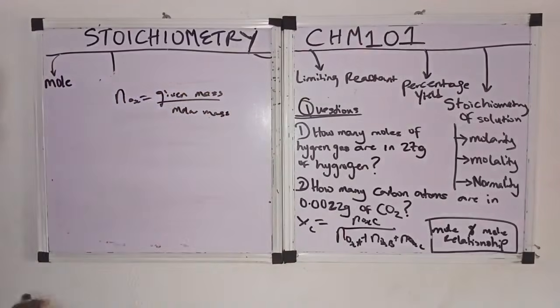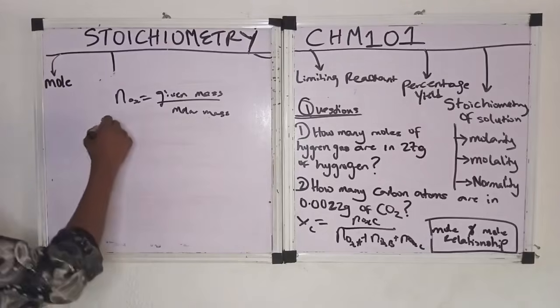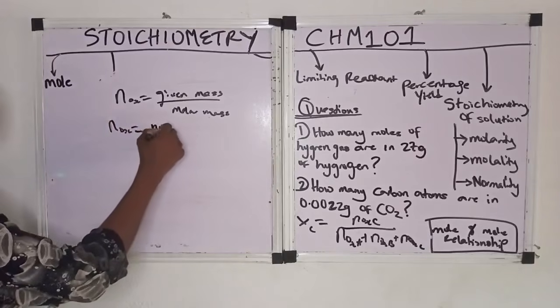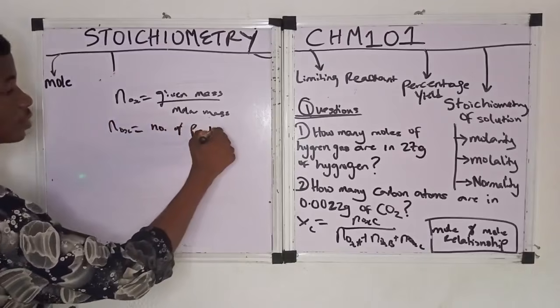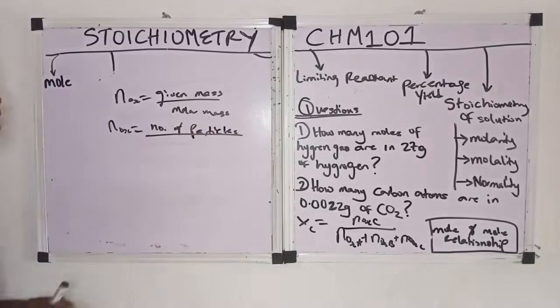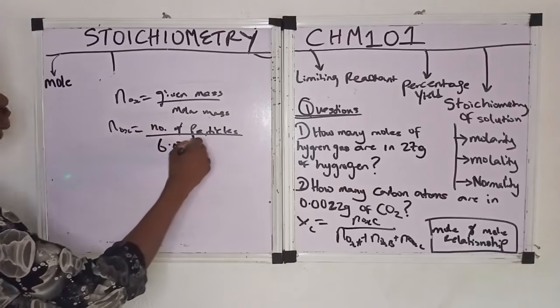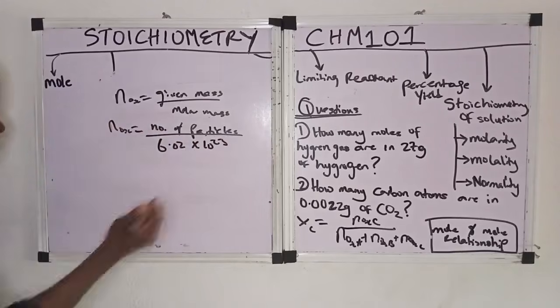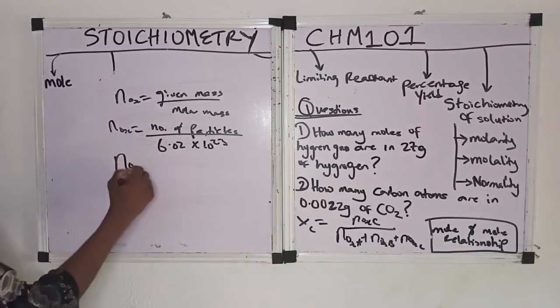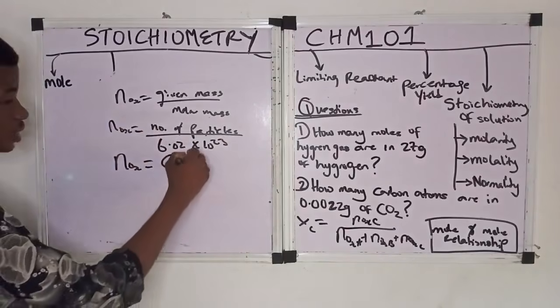Then another formula I gave you is that the number of moles is equal to the number of particles. Remember, I told you that these particles can be atoms, molecules, or ions. Number of particles divided by 6.02 times 10 to the power 23. Another formula I gave you to calculate the number of moles is the number of moles equals concentration times volume.